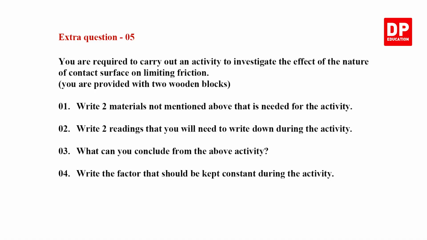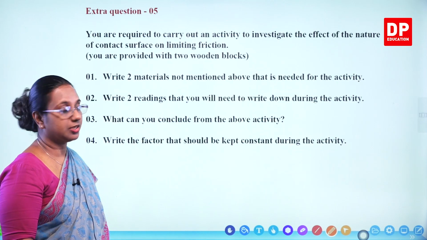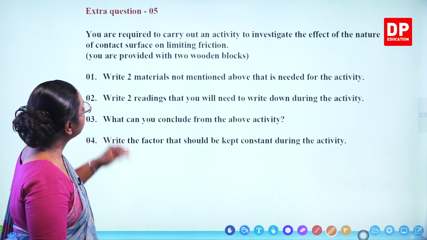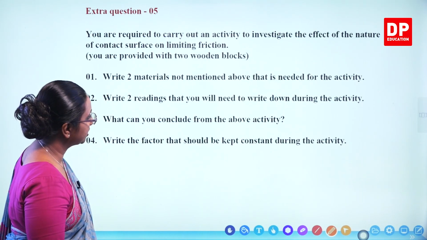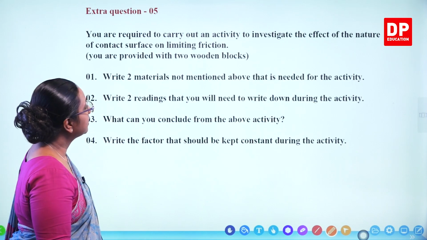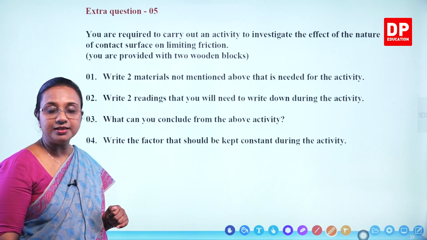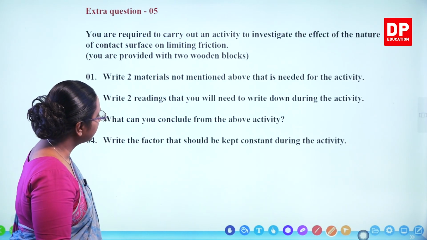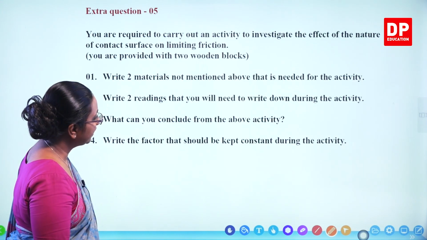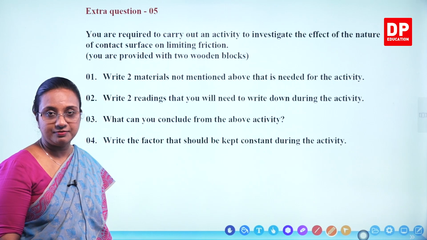Extra question 5. You are required to carry out an activity to investigate the effect of the nature of contact surface on limiting friction. You are provided with 2 wooden blocks. Write 2 materials not mentioned above that are needed for the activity. Write 2 readings that you will need to write down during the activity. What can you conclude from the above activity? Write the factor that should be kept constant during the activity.